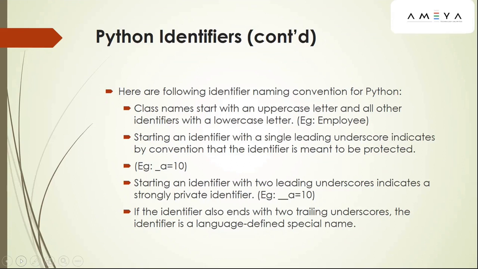Starting an identifier with two leading underscores indicates a strong private identifier. Suppose I give two underscores, then declare the variable name as a and assign the value 10. So we can call it a private identifier. If the identifier also ends with two trailing underscores, the identifier is a language-defined special name. So these are the things we use in Python. Then how to declare a variable name, and what signs we use in variable names. There is a different meaning, a different object involved in that variable.